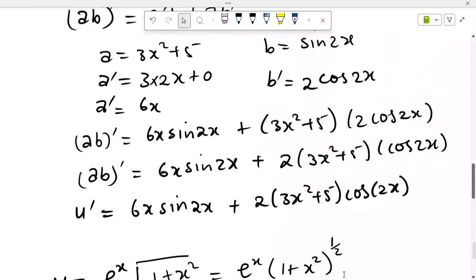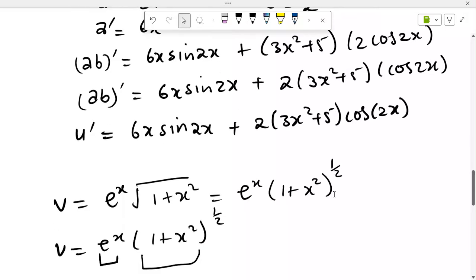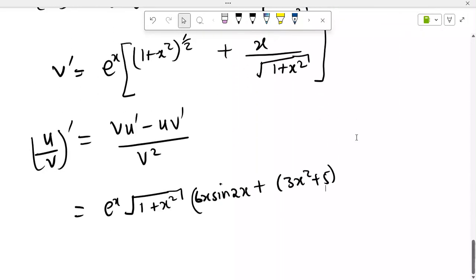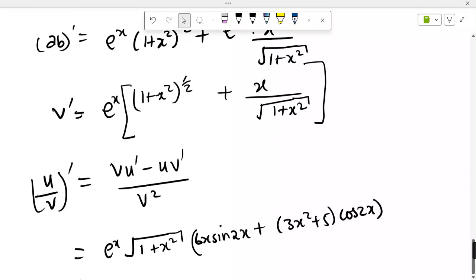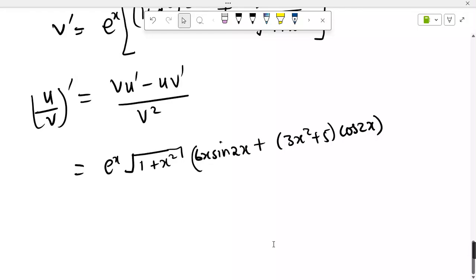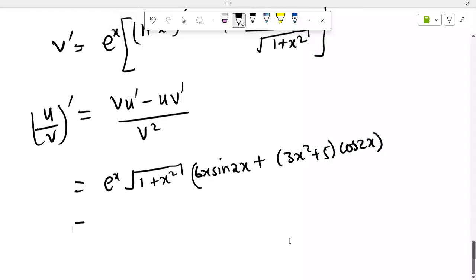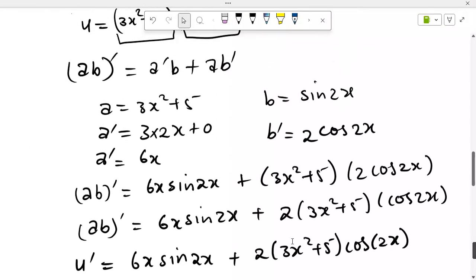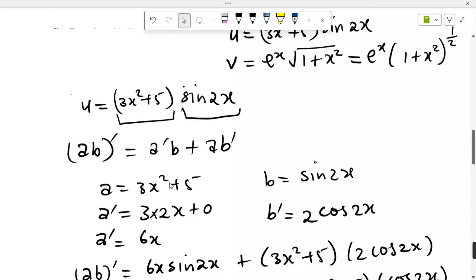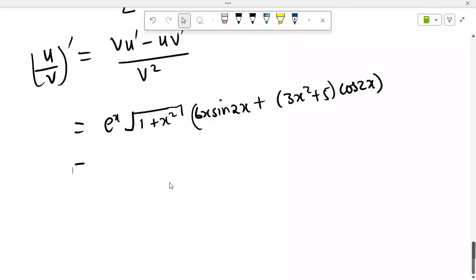Then let me check the last part. Okay, it is cos 2x. This is cos 2x, so this is just this part. Then minus, so this is just a numerator, so minus u. What is our u? Our u is 3x squared plus 5.